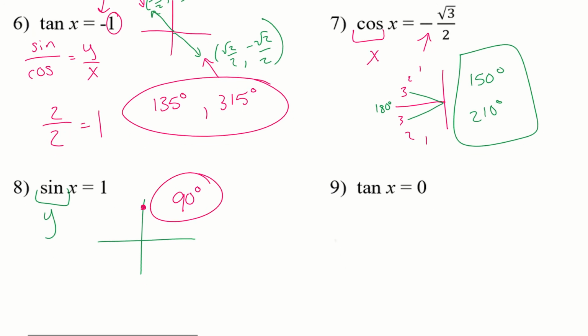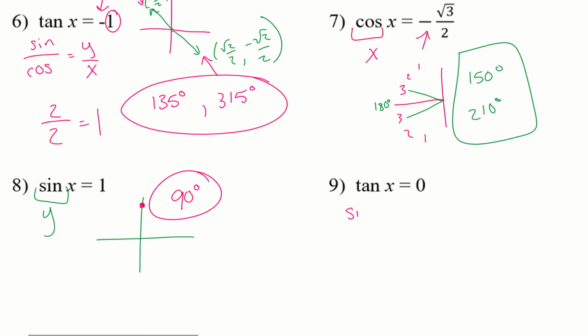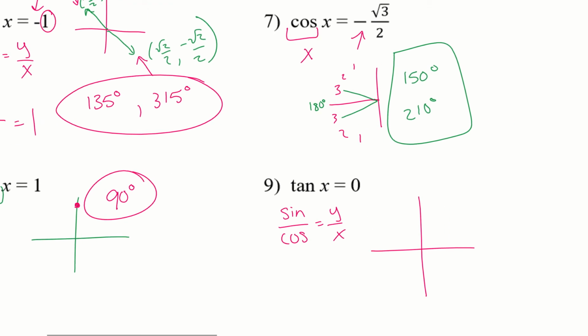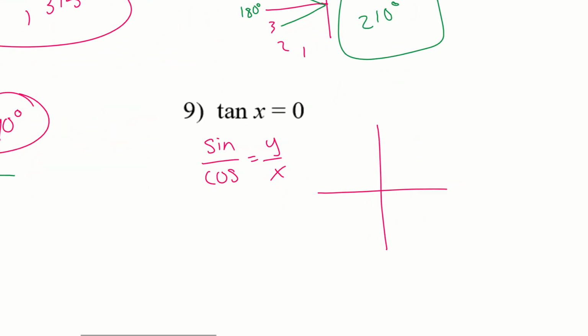All right, and then our last one, we have tangent. So remember tangent, sine over cosine, which is our y over x, and it's at 0. So that means it also has to be on one of the coordinate points. Remember we talked a little bit earlier in the notes about the 90 and the 270. These two values are undefined, so therefore we cannot use those ones.